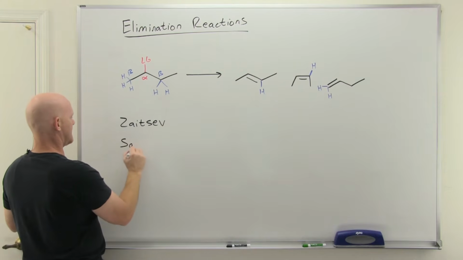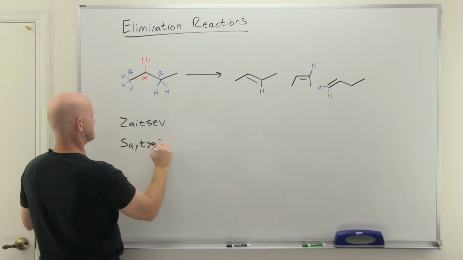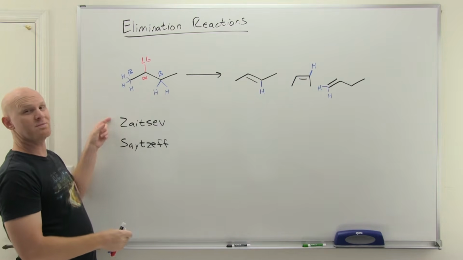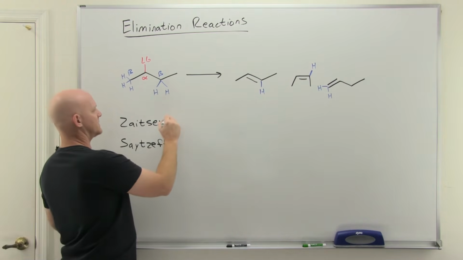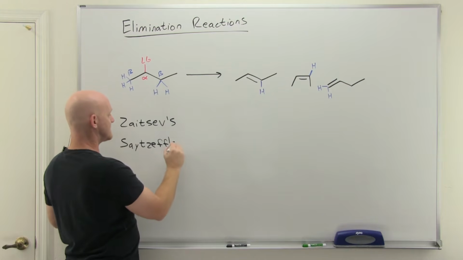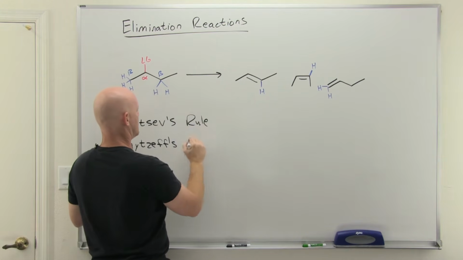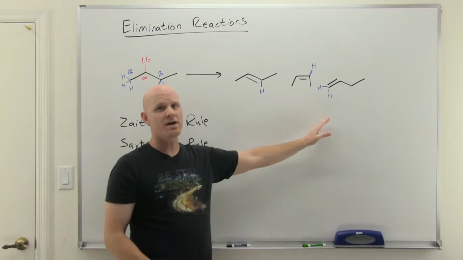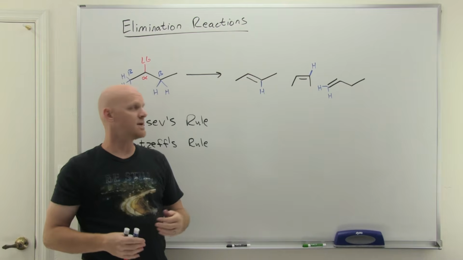Saytzeff, and when this guy emigrated over, his name got transliterated in English a couple of different ways. So you might see it either way. And so typically we'll talk about Zaitsev's or Saytzeff's rule, and this just helps us figure out, when you've got a multitude of elimination products, which is major and which is minor.